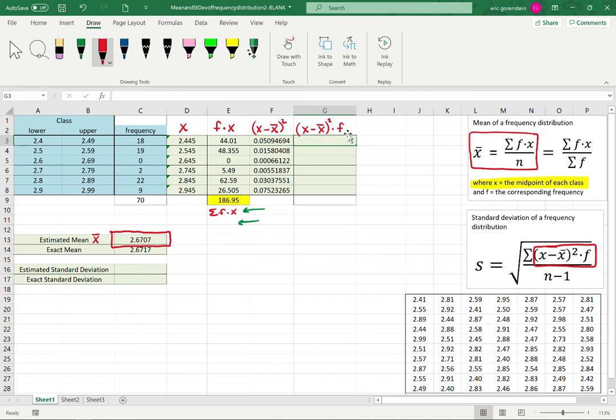All right, so let's say equals x minus x bar squared, which is right here. Multiply that by the frequency. And we have to do that 5 more times. So let's have Excel do that for us. Drag that down.